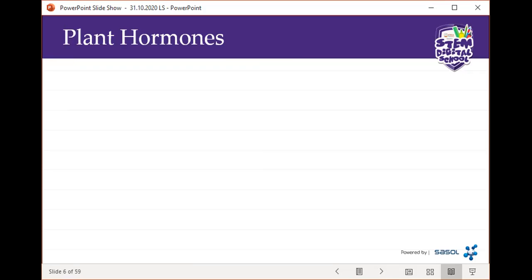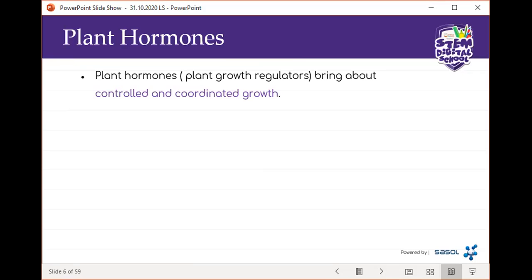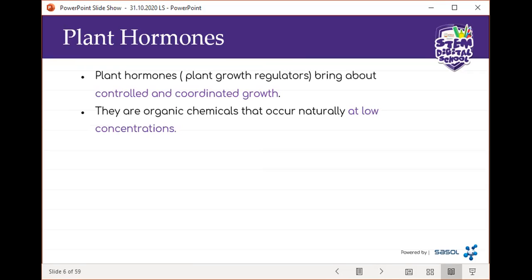Okay, so now let's look at these various plant hormones. Okay, so now plant hormones, which are also called plant growth regulators or plant growth substances, they bring about controlled and coordinated growth. They are organic chemicals that occur naturally at low concentrations, very important. And plant hormones are not produced and secreted by glands. We can compare this to, as we had already covered, the endocrine system in humans or in animals, that hormones in animals are produced by glands, but this is not the case in plants.